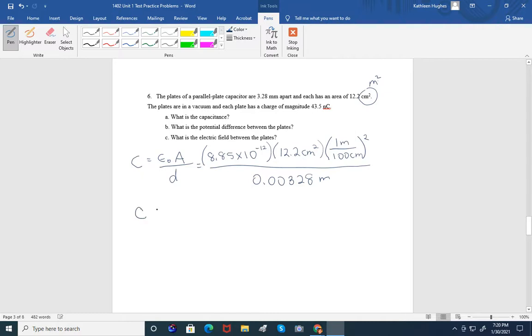Now it's just a calculator punch. I put all that in my calculator, and it comes out to be 3.29 times 10 to the negative 12 farads. I feel good about that answer because I know that capacitance is normally either microfarads, nanofarads, or picofarads. It's a small quantity. I could write that as pico. Negative 12 is pico. That's 3.29 picofarads. It's fine to write it in scientific notation. It's fine to use the prefix, whichever one you like.